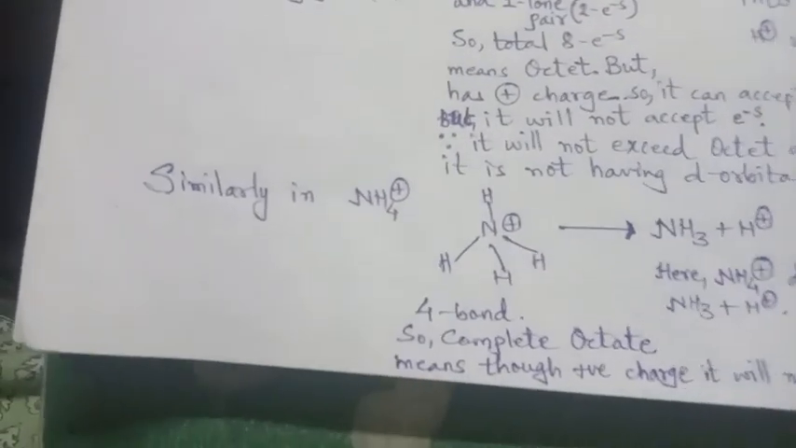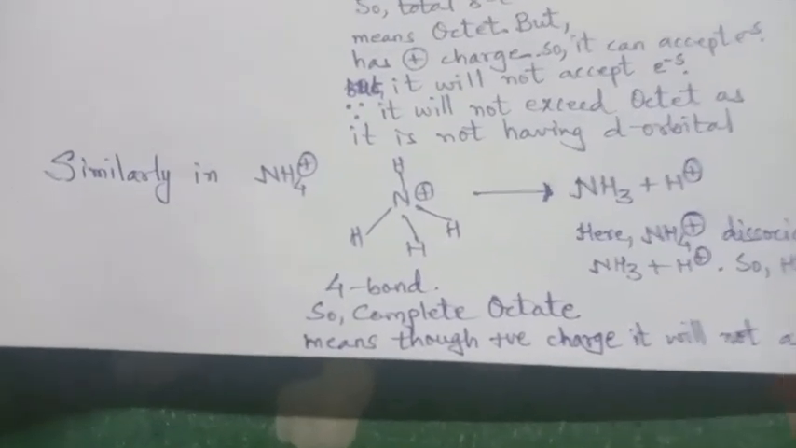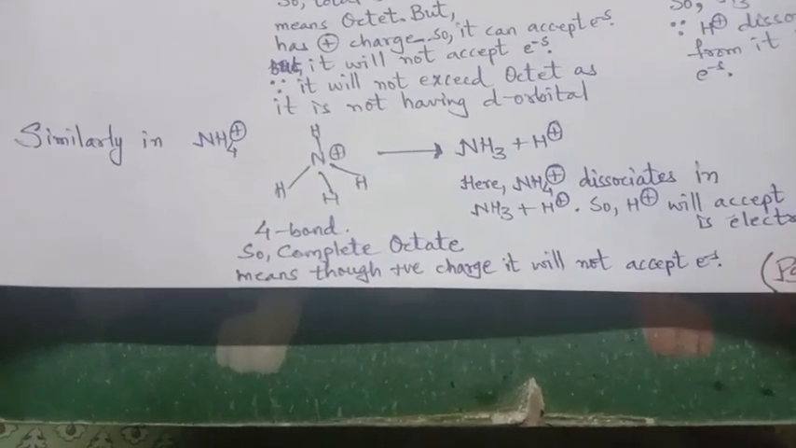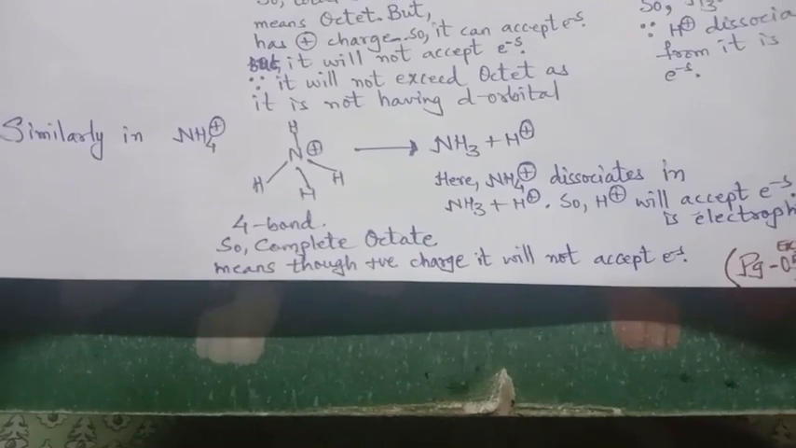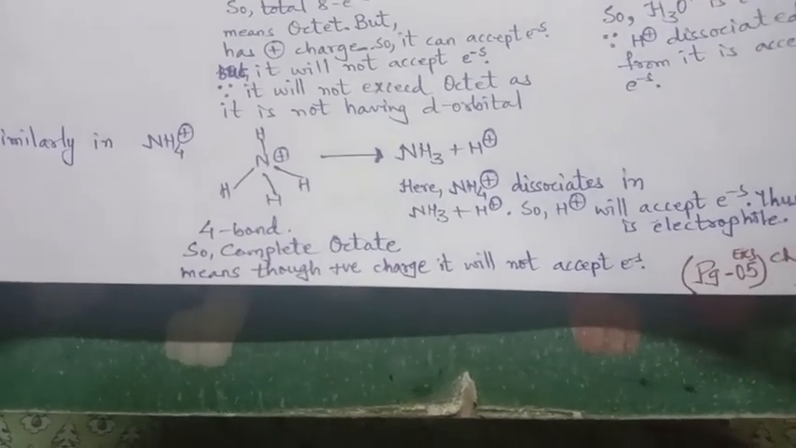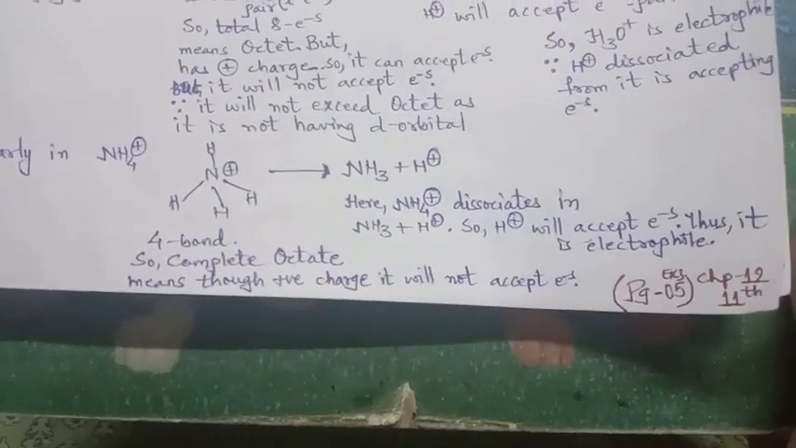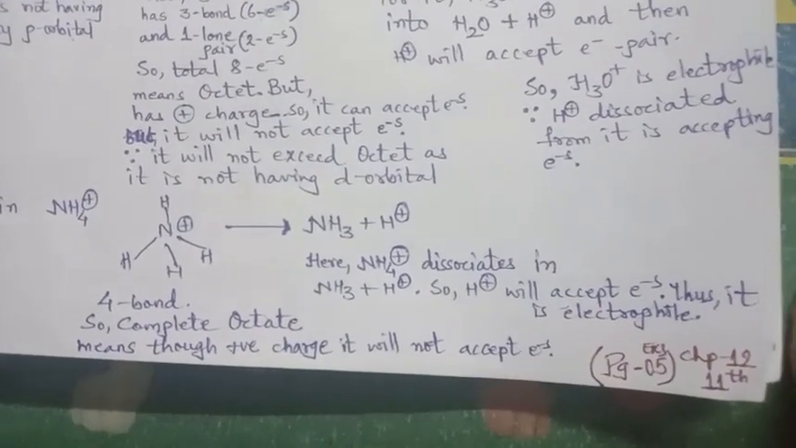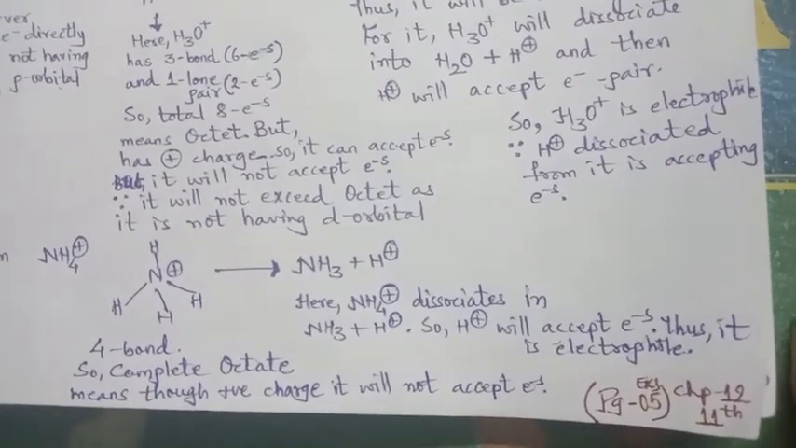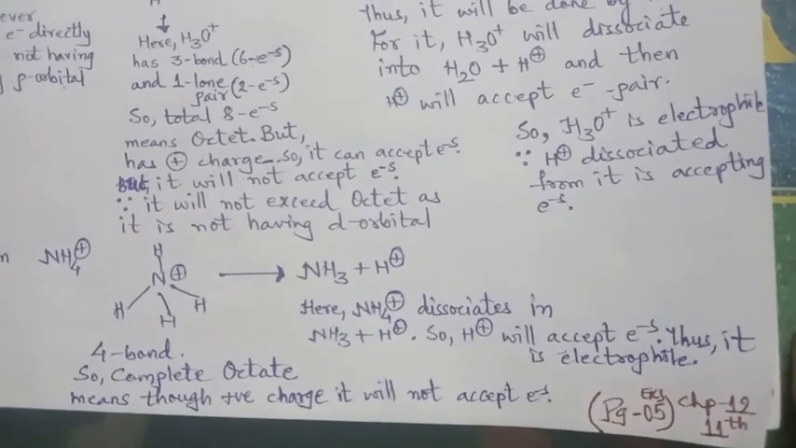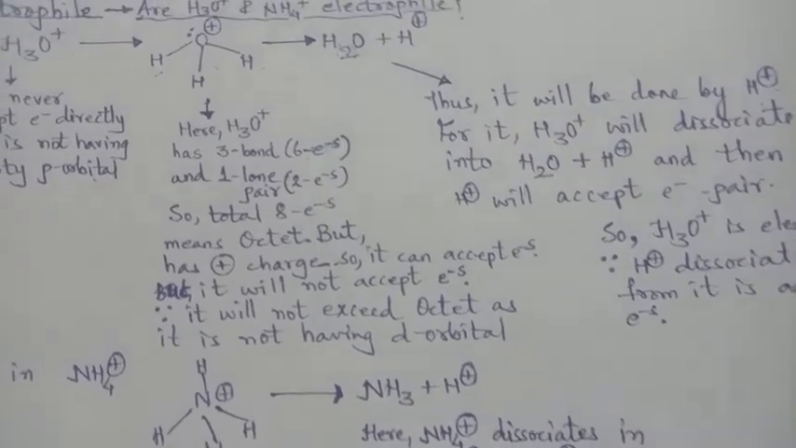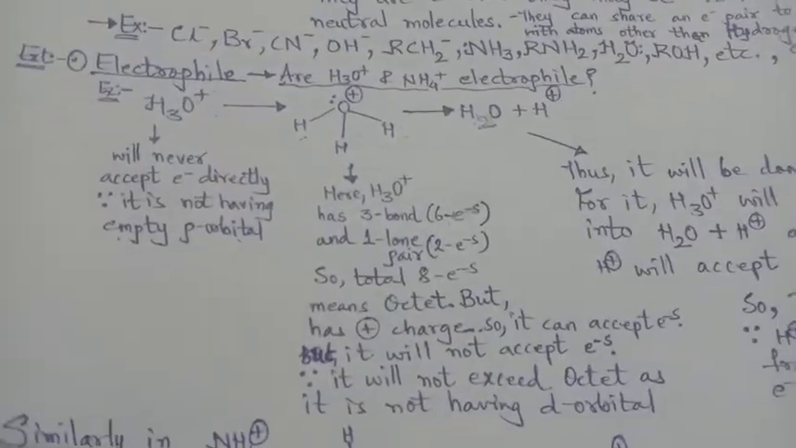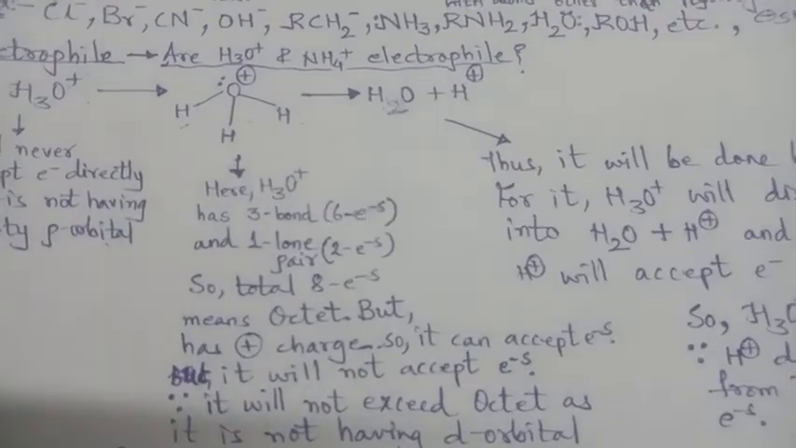In the same way for NH4 plus, see the structure, NH4 plus acquiring a positive charge. So here also 4 bonds, so the octet is complete. Means though it has a positive charge, it will not accept electrons. It will also dissociate into NH3 plus H plus, and this H plus is accepting the electrons, and that is why it is an electrophile. So this is the special case for H3O plus and NH4 plus.